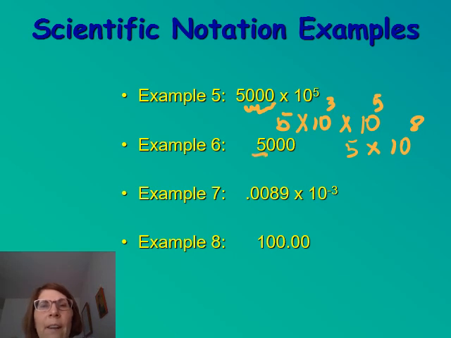Here, only the 5 is significant. Pretend our decimal is here. It's 1, 2, 3. So we only put 5, okay, not 5.0. That means if it's 5.0, we have 2 significant figures. We only have 1. So that's why we put it that way.